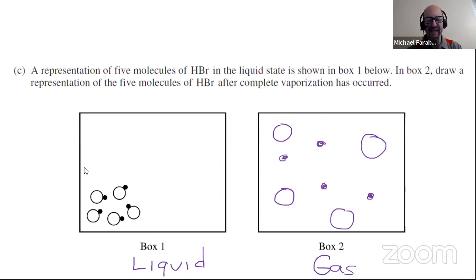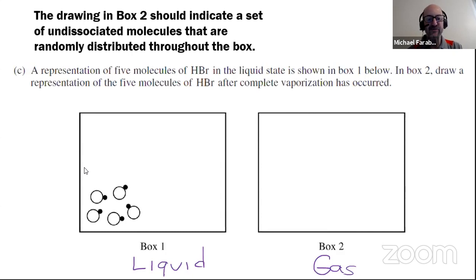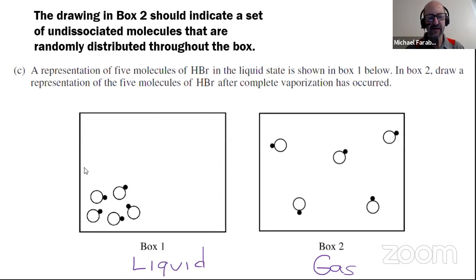We are not breaking the molecule up. Any student that were to draw a white circle separated from a black circle would not get credit for this, but you should show that they are distributed randomly throughout the box, because that's what gas particles do. They just move around rapidly and randomly in all directions, but they should still be undissociated. They should still be intact diatomic molecules of, in this case, HBr. So we had to draw 5 HBr molecules in the box on the right, randomly separated around.